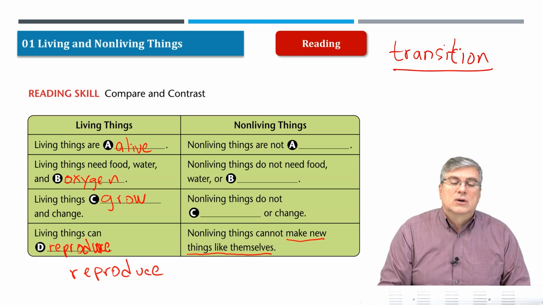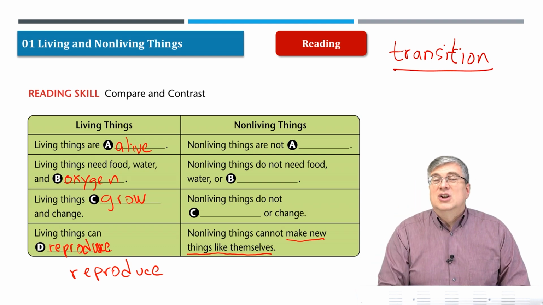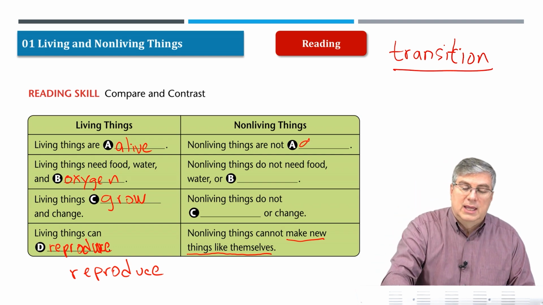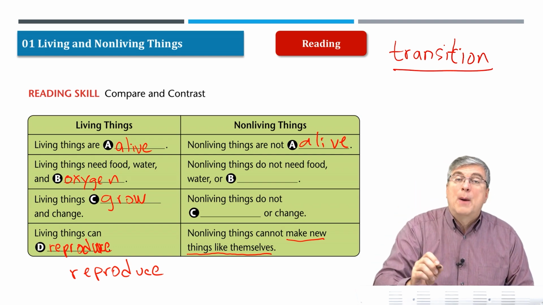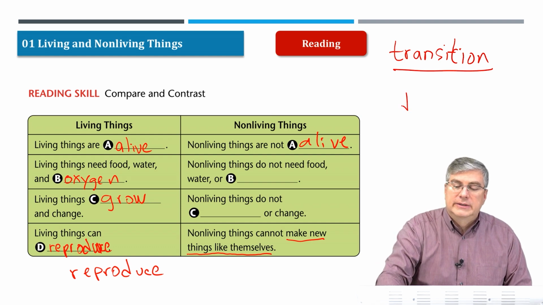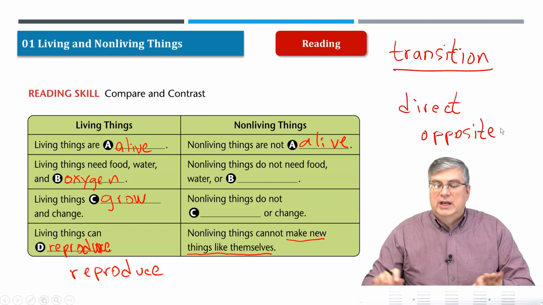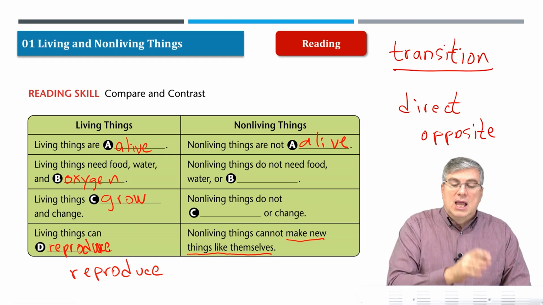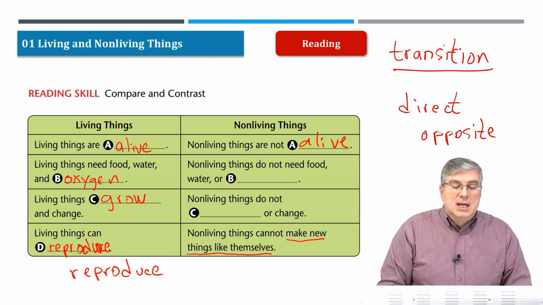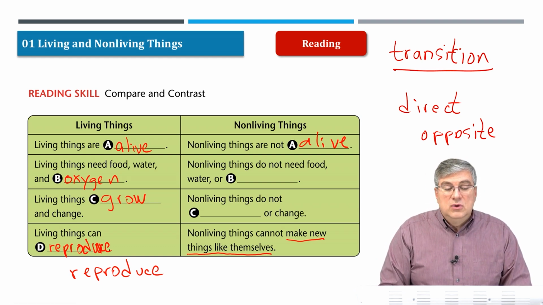So we said living things are alive, non-living things are not alive. Okay, that would be the direct opposite. How are they different, right? How do you contrast them? What is the direct opposite? Alive, not alive. Living things need food, water, and oxygen, we already have that.